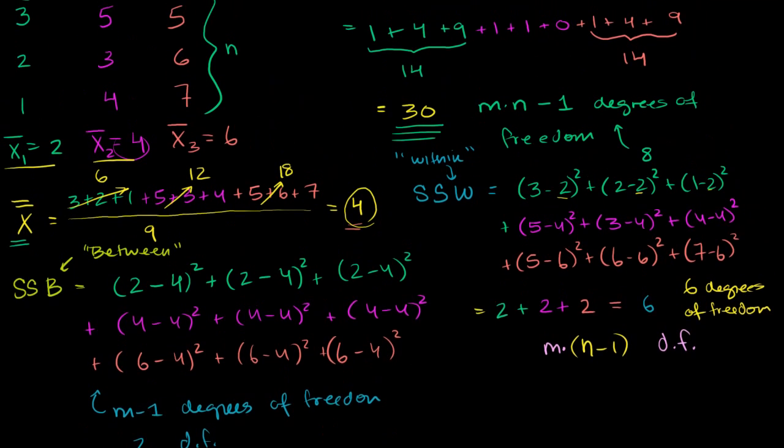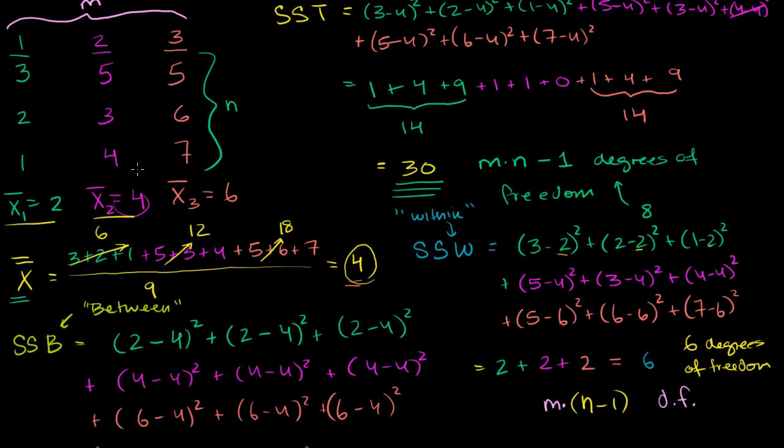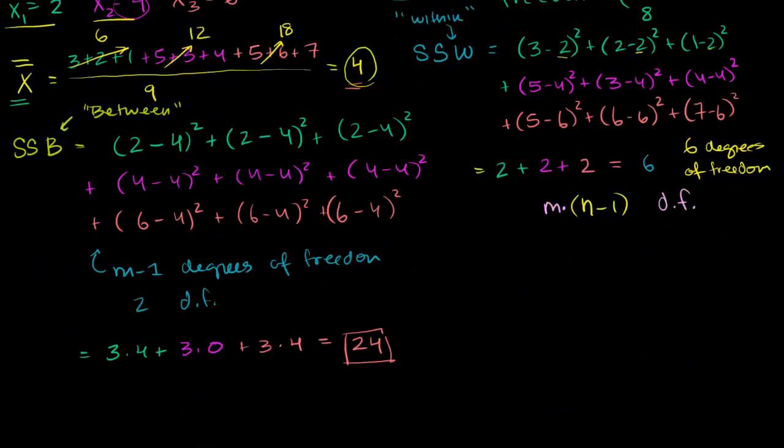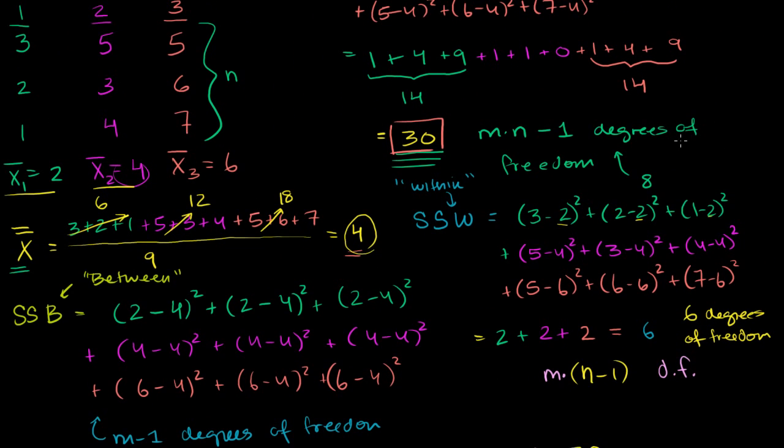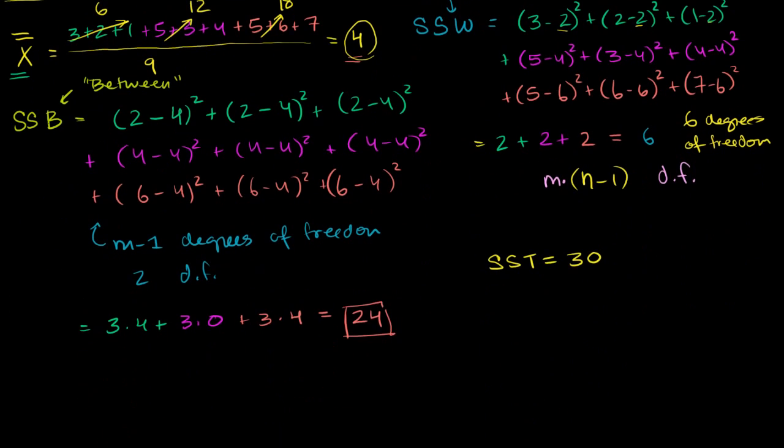We said that the total variation, if you look at all 9 data points, is 30. Let me write that over here. So the total sum of squares is equal to 30. We figured out the sum of squares between each data point and its central tendency, its sample mean. When you totaled it all up, we got 6. So the sum of squares within was equal to 6. And in this case, it was 6 degrees of freedom.